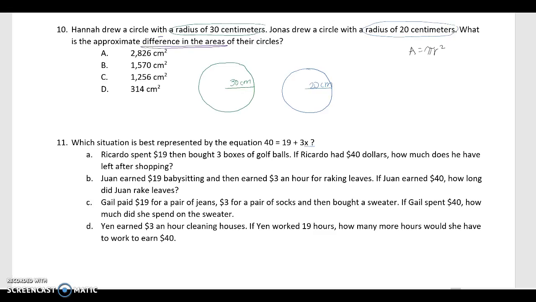Okay, number 11. Which situation is best represented by the equation 40 equals 19 plus 3x? Okay, so let's just talk about the equation. 3x here, it means 3 times a number. So you're going to be looking for some situation where they're multiplying 3. So multiply keywords are like per, each, every, okay? And then they're adding 19 to it. So you want to have a situation where they're adding the 19.